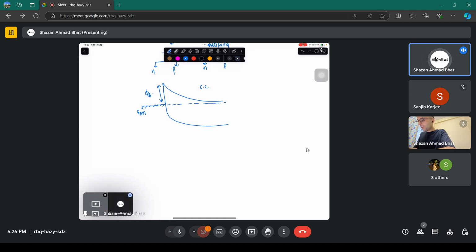Okay, and this particular thing is considered like a surface potential. It's like a potential at the particular surface. But that's what we are going to deal with today.